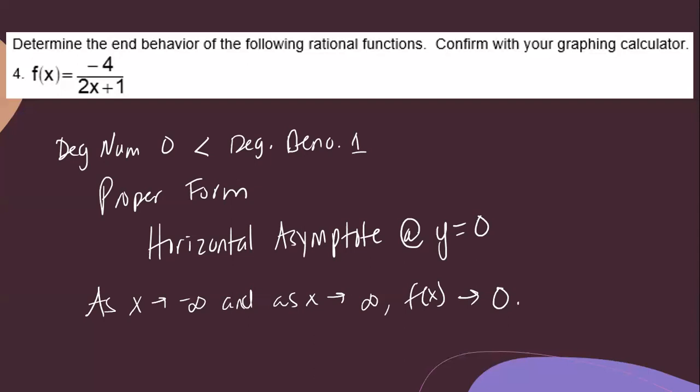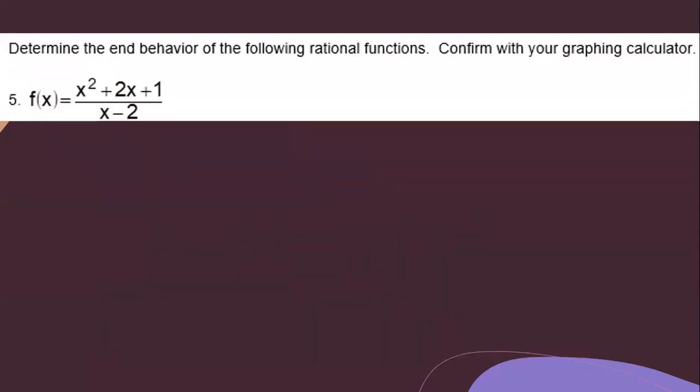Okay, next example we're going to look at is one where we may have to do a little bit more work. All right. So here it says determine the end behavior. So we have x squared plus 2x plus 1 divided by x minus 2. So the first thing, again, you're going to do is analyze the degree of the numerator and the denominator. So the degree of the numerator is what? 2. The degree of the denominator is 1.